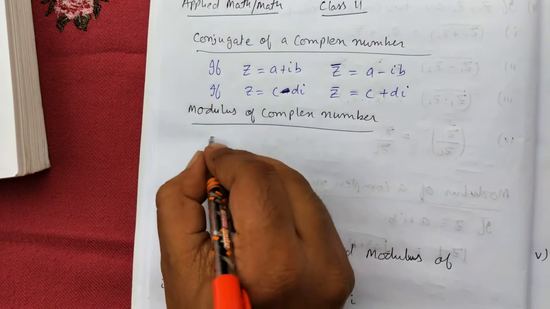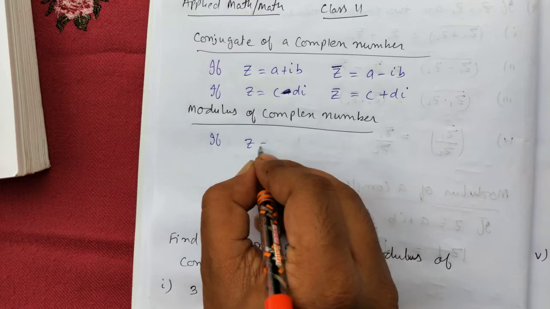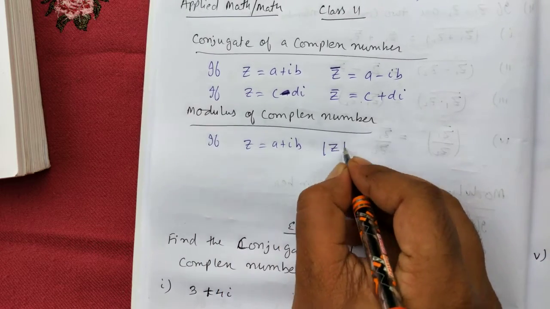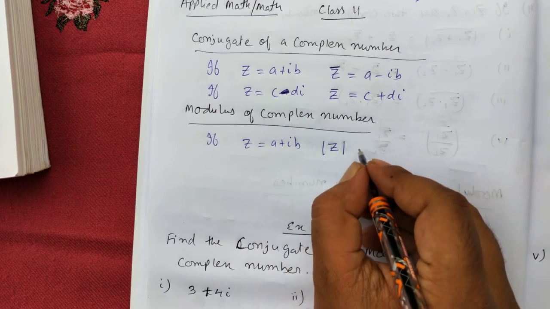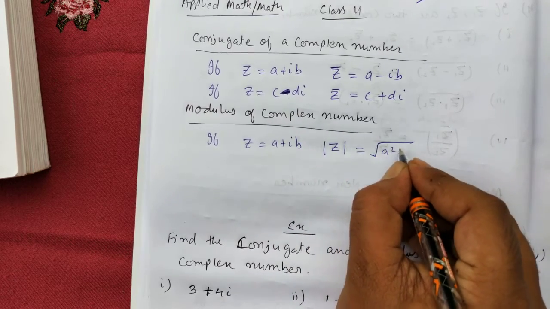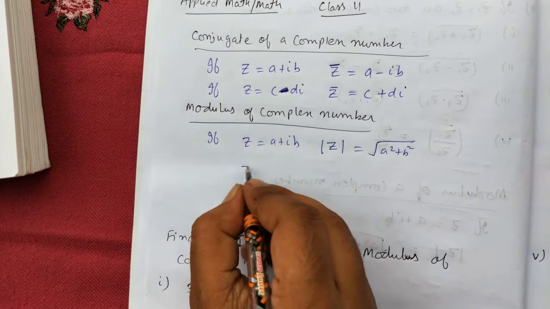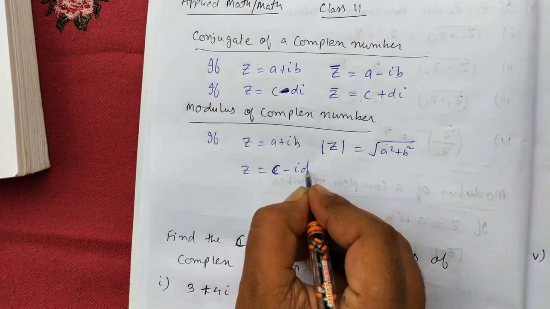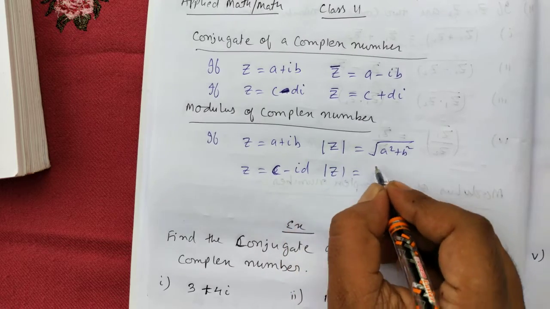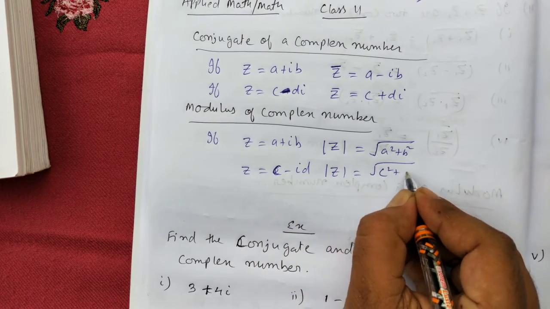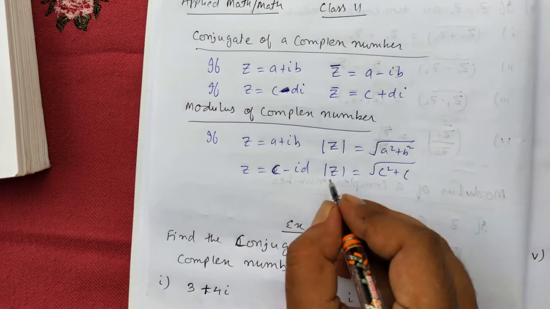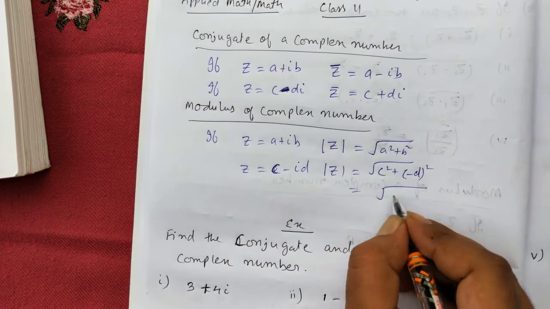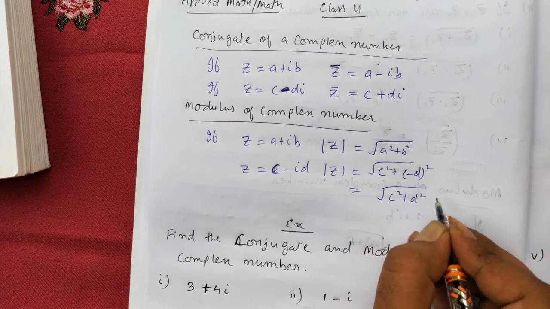Modulus: if z is a plus ib, the modulus is represented like this. Modulus of z is always root over a square plus b square. If it is negative also, no problem. Suppose it is c minus id, the modulus of z will be root over c square plus d square, because even though it is minus, it becomes positive.